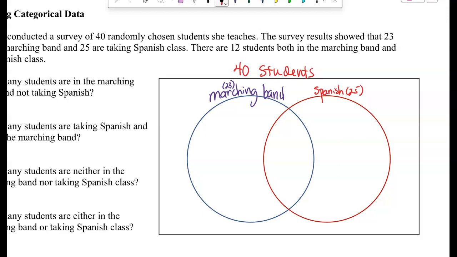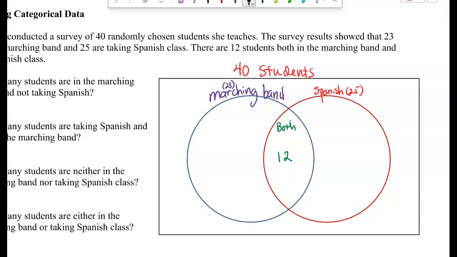Okay, now there was one more piece of information they helped you with. They said there are 12 students both in marching band and in Spanish class. Where does that land? Yeah, it's where they overlap. Where do I put the 12? Right there. Those 12 students are put in that group. They're a unique group. They're the ones who take both. Are you guys with me on that?